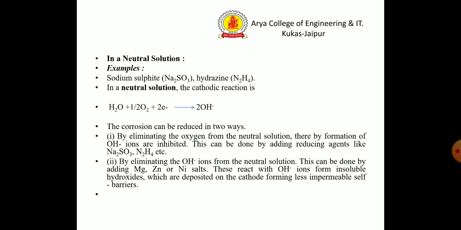And the second method is by eliminating the hydroxide ion from the neutral solution. It can be done by the addition of magnesium, zinc or nickel salts. These react with hydroxide ion to form insoluble hydroxides, which are deposited on the cathode, forming less permeable self barriers.